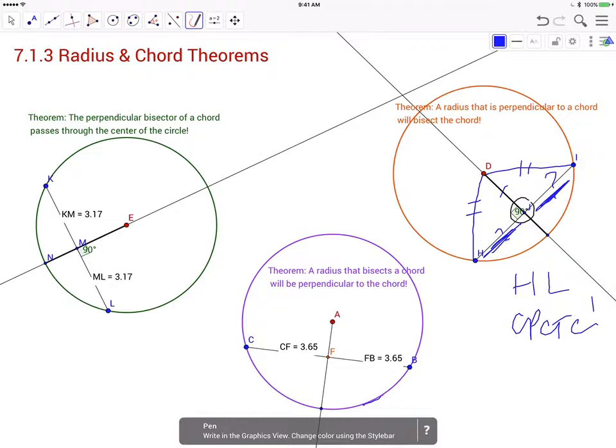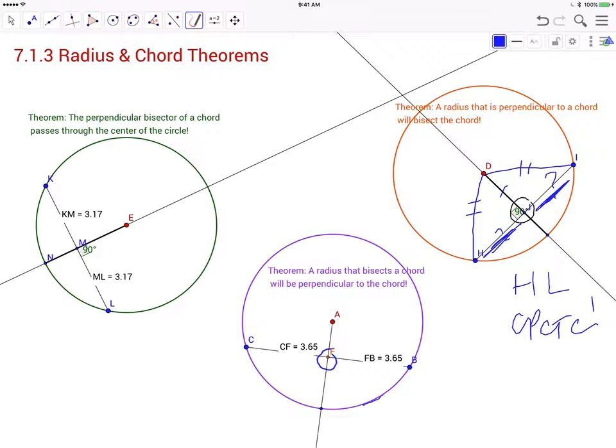But the radius that bisects a chord will be perpendicular. How do we know that the radius is going to be perpendicular here? So we need to prove that. And again, we rely on the fact that there's a radius here and a radius here. They are equal to each other. Maybe you've already seen this.